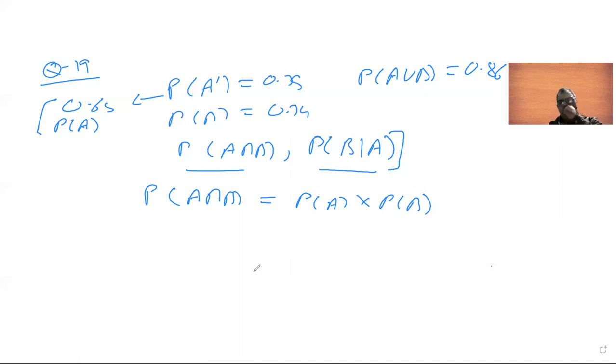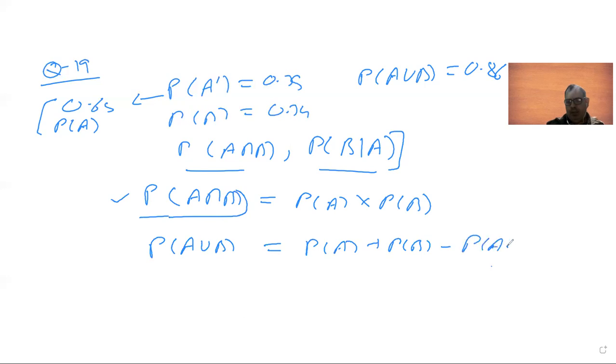So there's something else in the intersection. That means they're not mutually exclusive. If they were mutually exclusive, then P(A intersection B) would be zero. So we know the formula is this. Can you tell me the formula? P(A) plus P(B) minus the intersection.